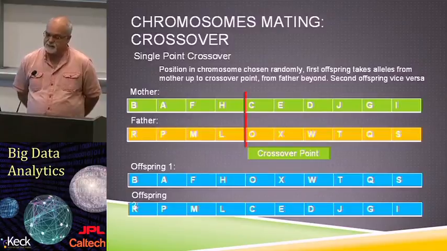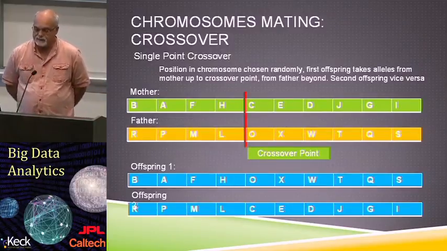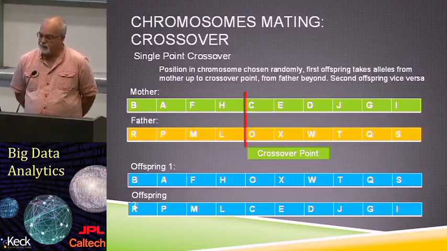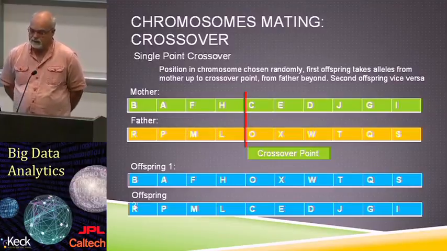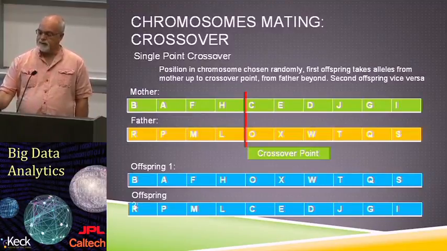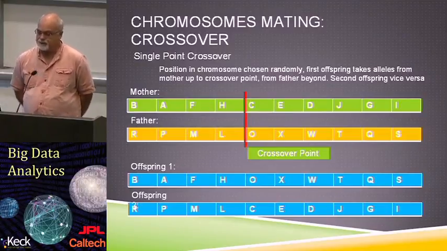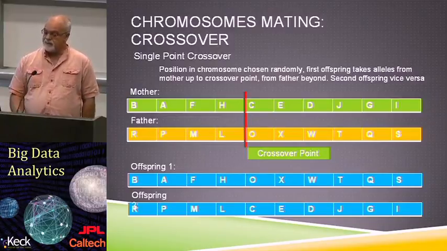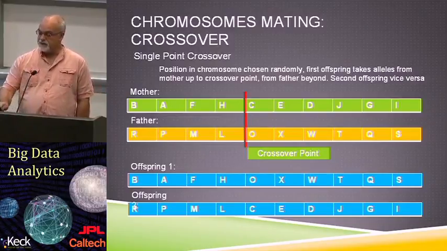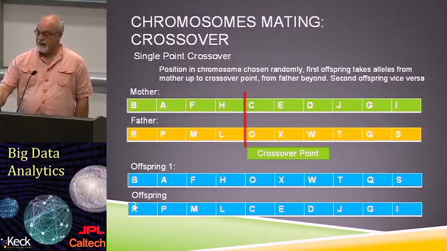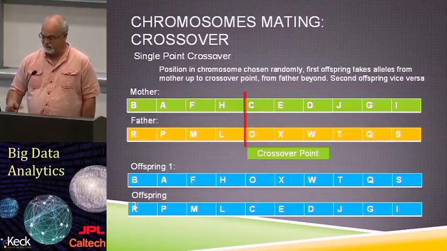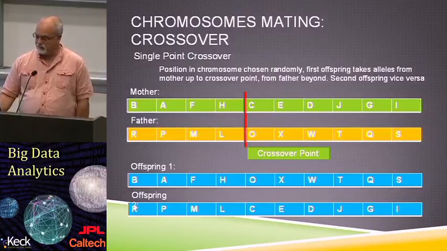So let's look at how the mating procedure actually works in the genetic algorithm. There are a couple of ways, at least, of doing it. The most common one is what's called single-point crossover. This is where a piece of the mother chromosome is swapped with the same section in the father chromosome. So the two offspring take pieces from the father and pieces from the mother. You can see here that the mother begins BAFH, and offspring 1 has the same beginning, but the end of its chromosome corresponds to the father's end, and vice versa for the other offspring. So that's one way of mating the chromosomes.